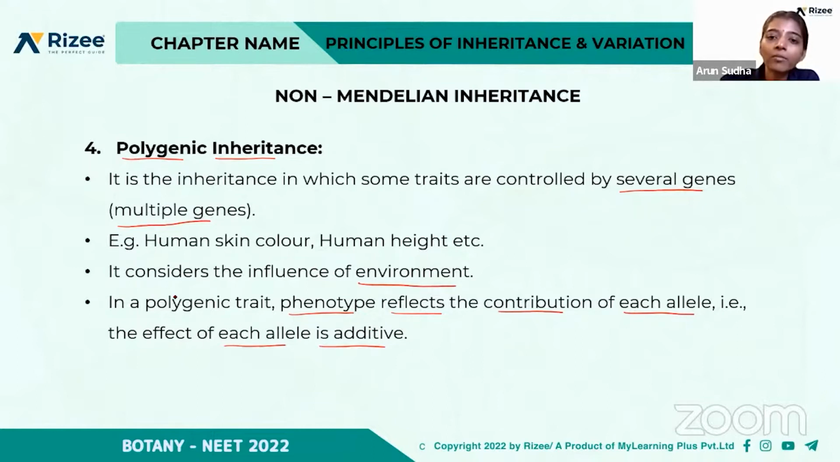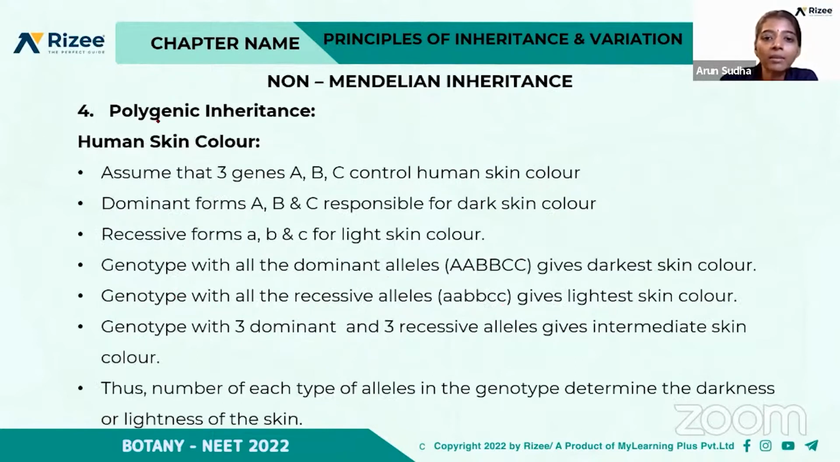For example, if you take the color of the skin, if 3 genes, for example A, B, C, control the skin color, here the dominant forms are responsible for dark skin color. So if the person has all the dominant alleles, then the color will be dark. And the recessive forms, small a, small b, and small c, give light skin color. So the genotype with all the dominant alleles will give the darkest skin color, and the genotype with all the recessive alleles will give the lightest skin color.